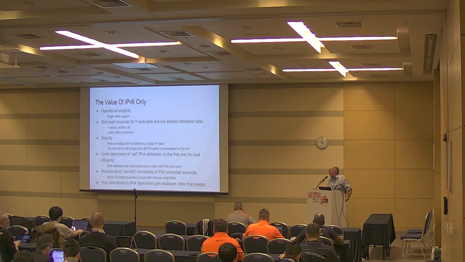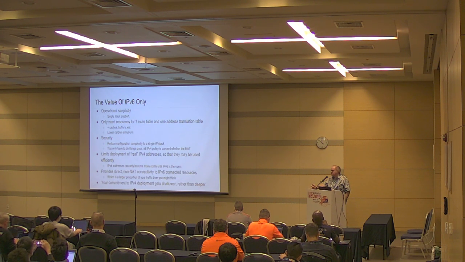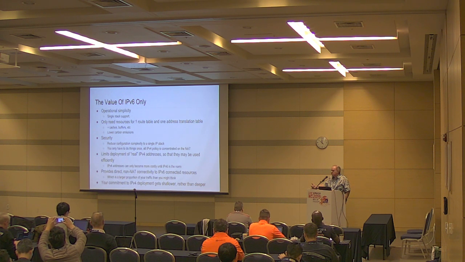So the value of doing IPv6-only is, first of all, operational simplicity. You only have to support a single stack. You only need resources for one route table and one address translation table, and the other things, caches and buffers and whatnot. We actually had a chain of Cisco 3750s on the Big Island of Hawaii that got overwhelmed by having both routing tables for a while, and we actually had a resource exhaustion problem with dual stack at one point, but we changed them out for Junipers.